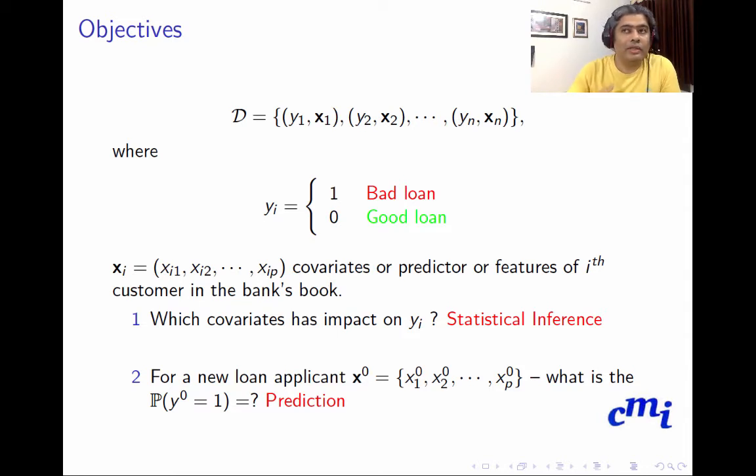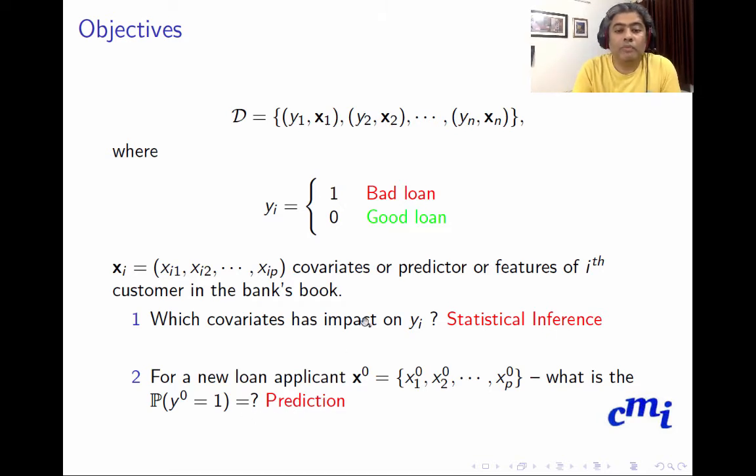If the probability of becoming a bad loan is high, we will predict that it is going to be a bad loan with a high probability. And if it is low, we will say most likely it is going to be a good loan with a high probability. This is the kind of problem we call a prediction problem.